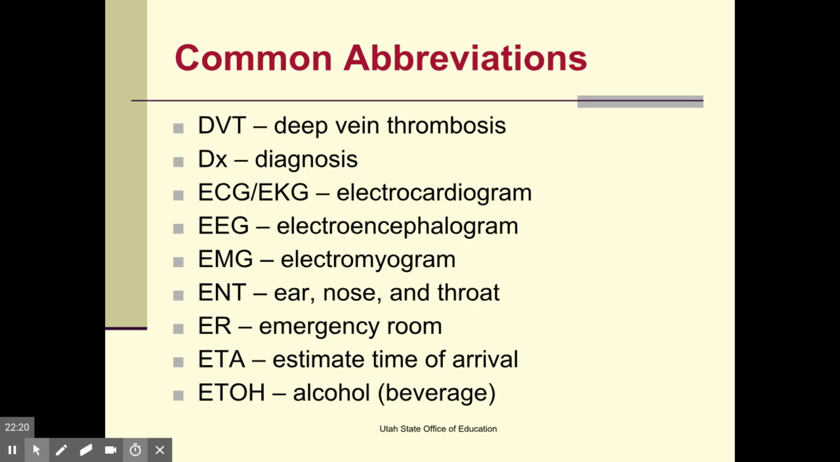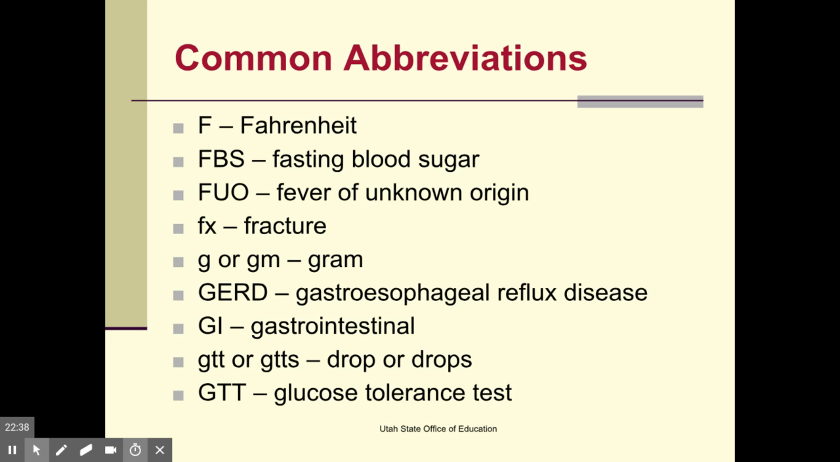ER can also be used as ED for emergency room or emergency department. ETA is estimated time of arrival. ETOH is what we refer to for alcohol. If we do an ETOH level on someone, that's a blood alcohol level. F with a little degree symbol would be degrees Fahrenheit. FSB would be fasting blood sugar, or FSBS. Both can be used for fasting blood sugar. FUO means fever of unknown origin. We use that some. Doctors use it often for fever of unknown origin. FX with a little f or a big F, both can mean fracture.